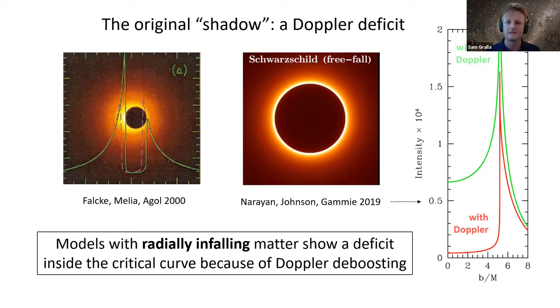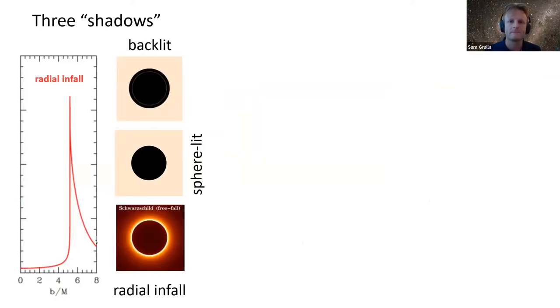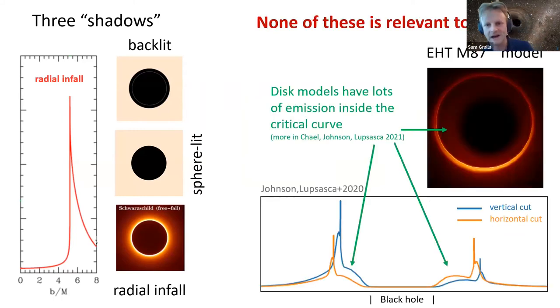So it's a very interesting effect. You will see a dark area right at this critical curve if your model has radial infall, but it's not generic in any way. And people don't expect this for M87. So just to emphasize that, there's a few kinds of shadows people have talked about. And they're not there.